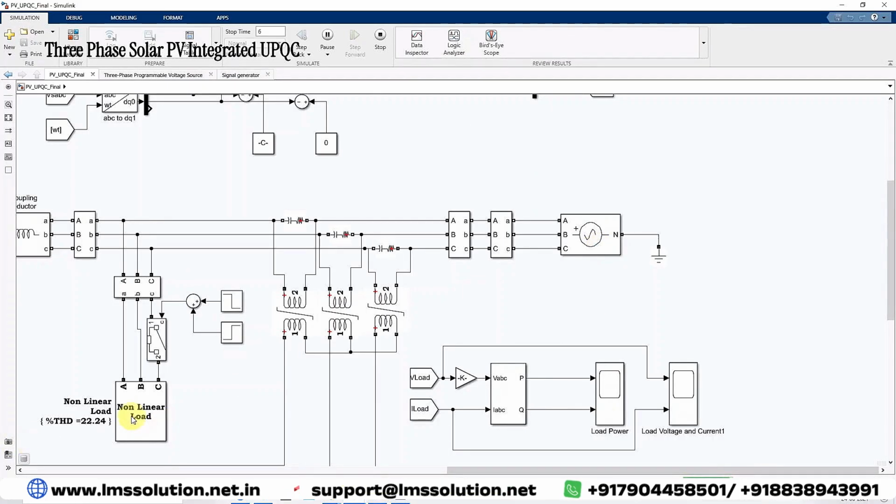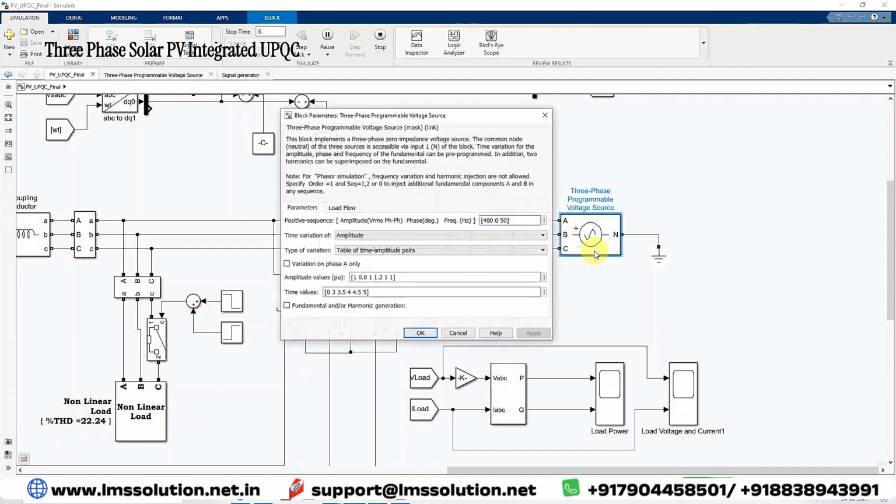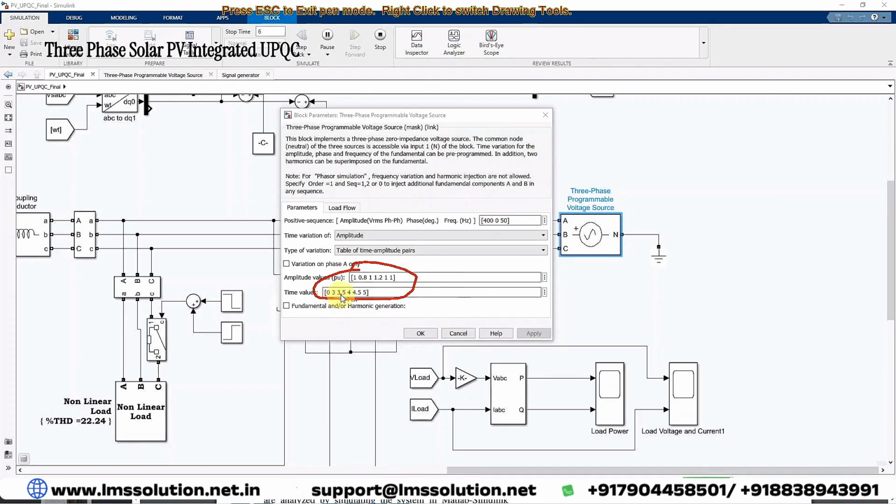So, and also we have connected a non-linear load here. The THD level is around 22.24%. Here you can see the voltage sag and swell created in the system. From 0 to 3, the voltage magnitude is 1 per unit. From 3 to 3.5, the voltage magnitude is 0.8. Then from 3.5 to 4, the voltage magnitude equals 1. From 4 to 4.5, the voltage magnitude equals 1.2. After 5, the voltage magnitude equals 1.